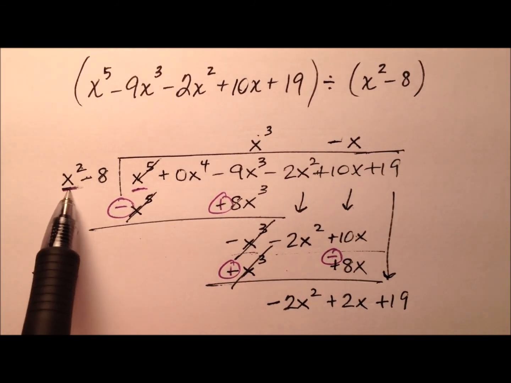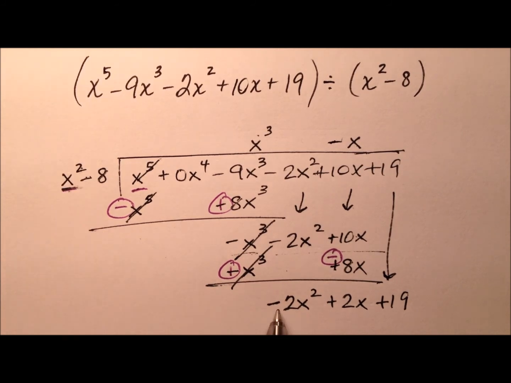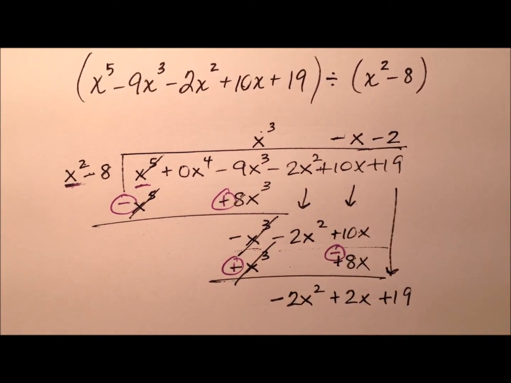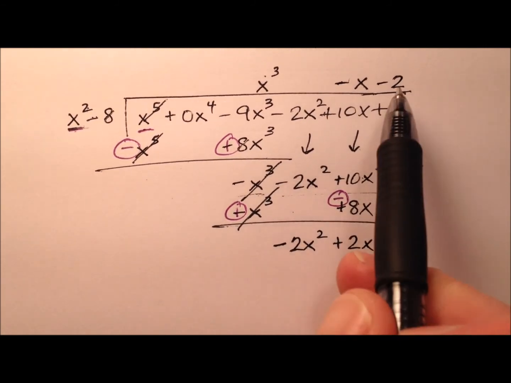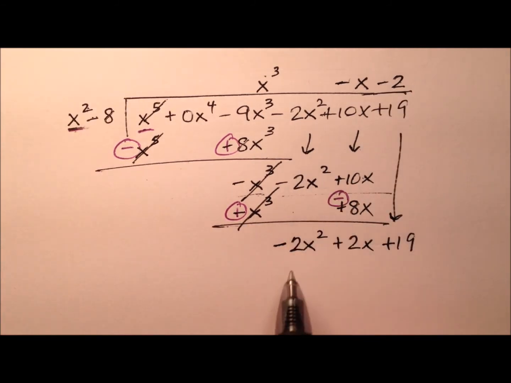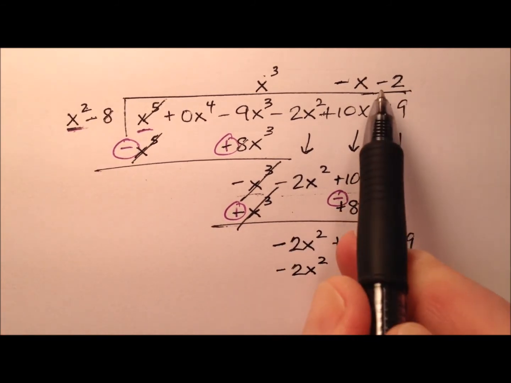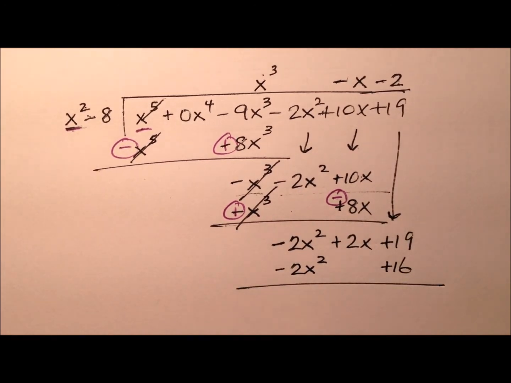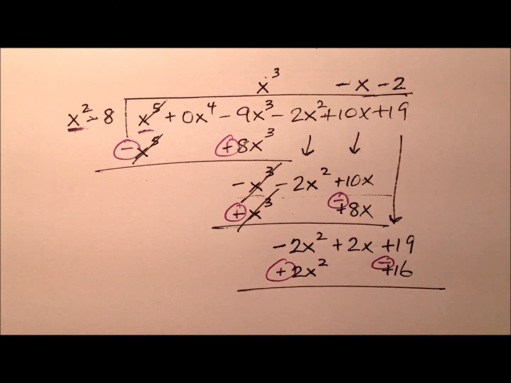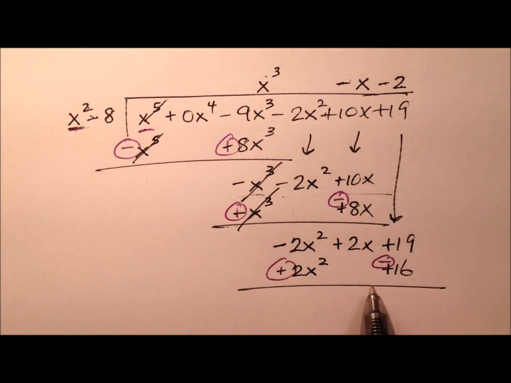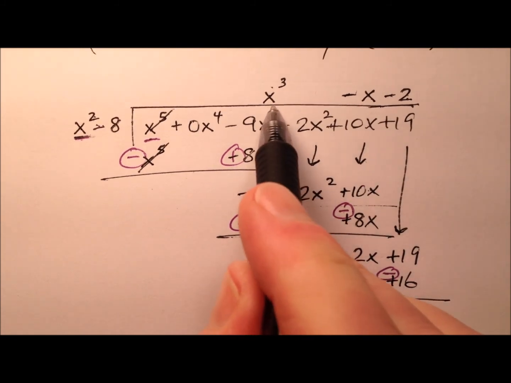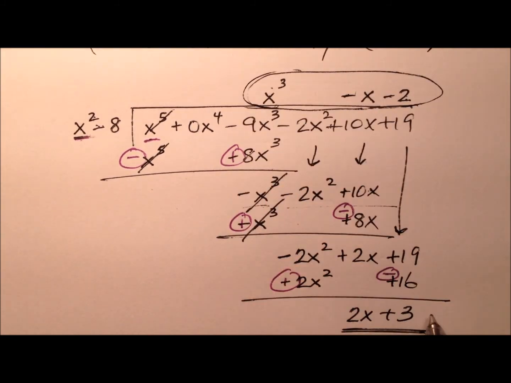And finally, let's go ahead. What do I have to multiply by x squared to give me negative 2x squared? Well, that's just a minus 2. So we'll go ahead and line up those constants. Let's go ahead and multiply through now. So negative 2 times negative x squared is negative 2x squared. And negative 2 times negative 8 is positive 16. So when I go through and change my signs, now let's do my addition, 2x plus 3 will be my remainder here. Okay, so here is my quotient, this whole polynomial part, and then here's my remainder.